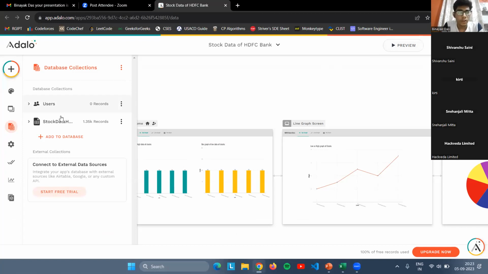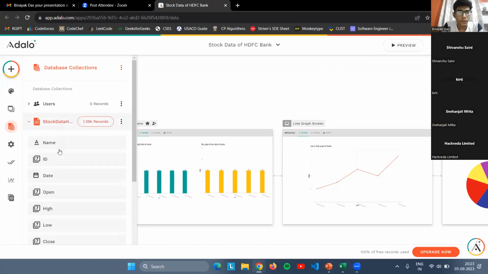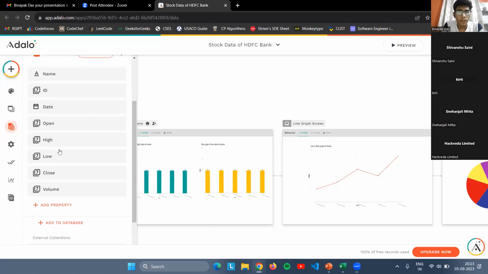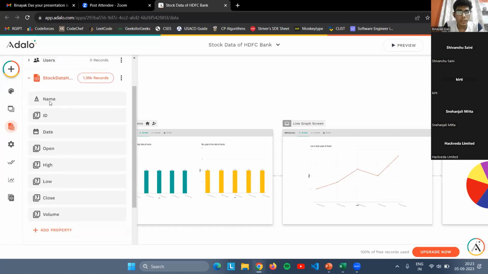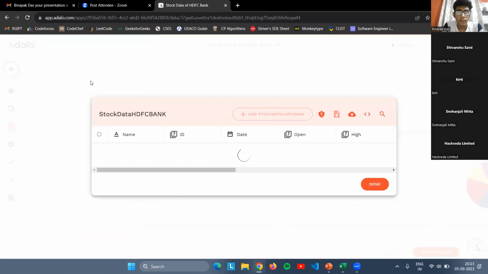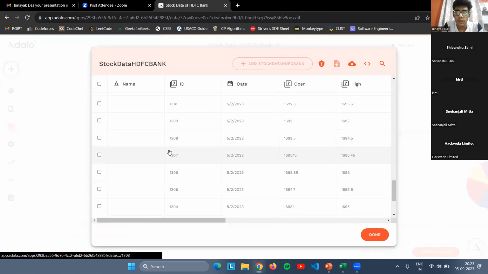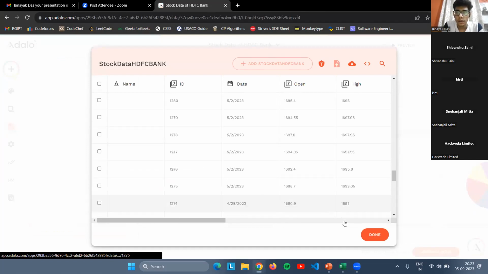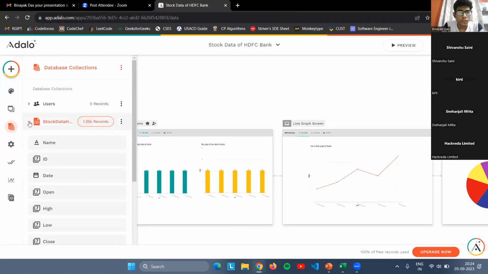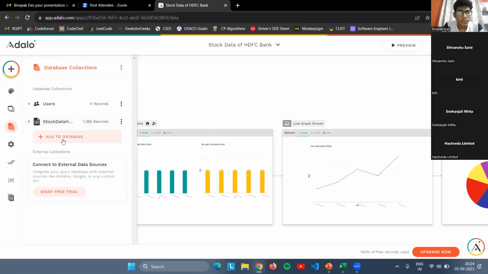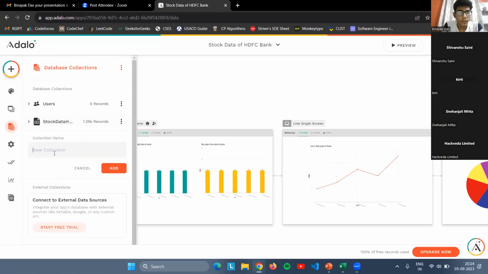So first of all, this is the stock data which I have implemented in the Adalo website. You can see the ID, date, open, high, low, close, and volume. And if you see the records, these are the records which I imported from the CSV file. I can show you how to add the database. We can just click on add database and then click on the add collection database. We can, let's say, create another HDFC database.